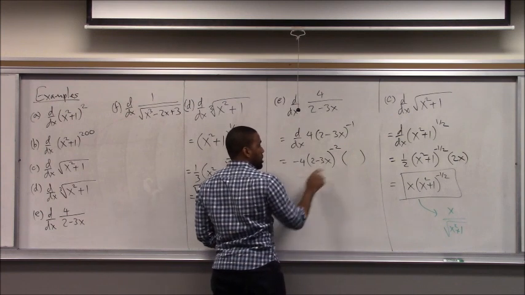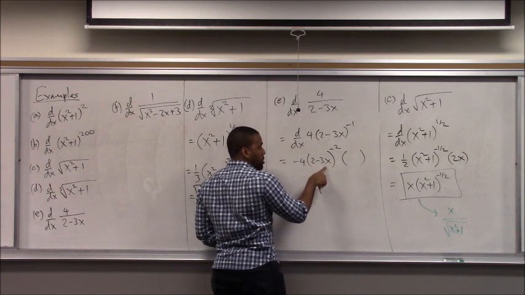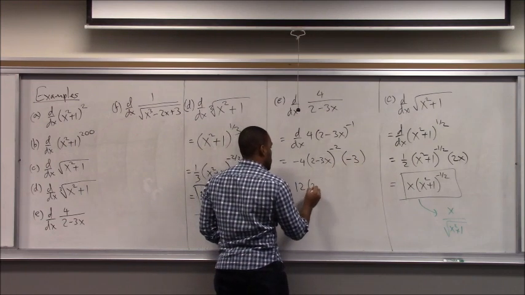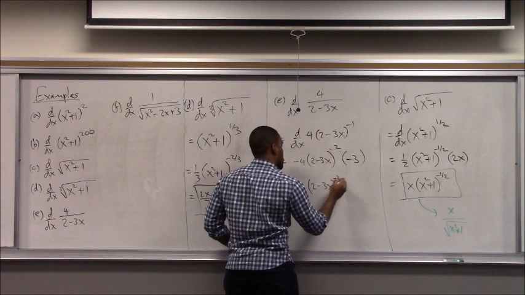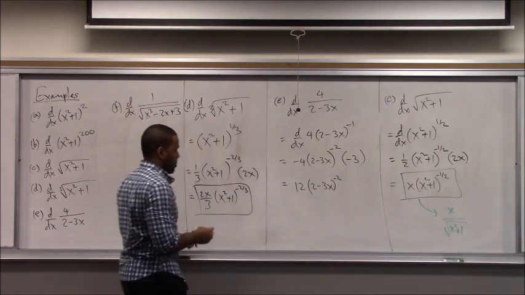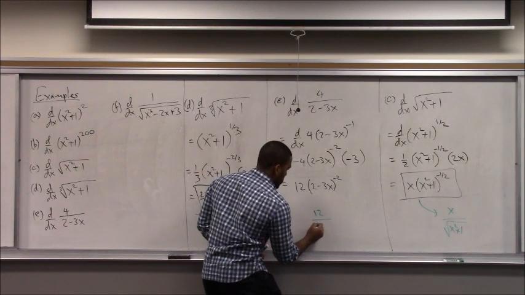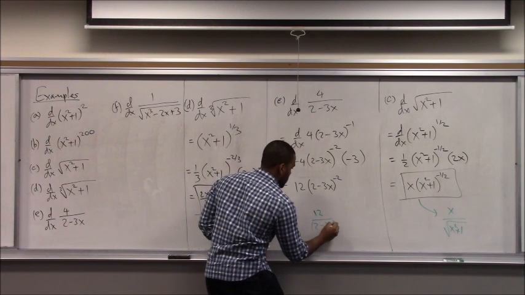Multiply by the derivative of the inside. The derivative of 2 is 0. The derivative of minus 3x is minus 3. So this ends up being 12 times (2 minus 3x) to the minus 2. Or it could be written like 12 over (2 minus 3x) squared.